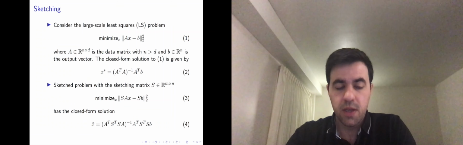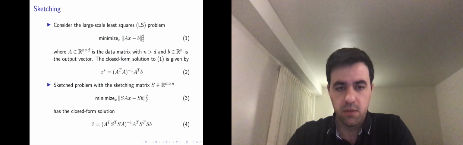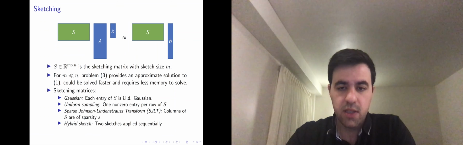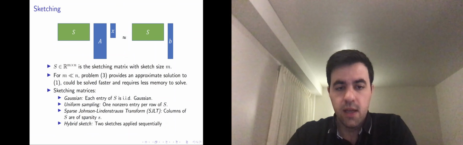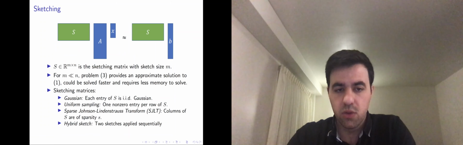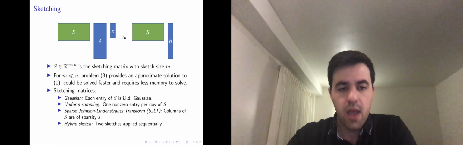The term sketching refers to multiplying the data matrix and the output vector by the sketching matrix S, which leads to the problem in equation 3. The sketching matrix S is a random matrix that is m by n dimensional, where we call m the sketch size. When the sketch size is much smaller than n, the number of rows of A, the sketched problem could be solved much faster than the original problem. Solving the sketched problem provides us with an approximate solution to the original large-scale problem. This image is for visualizing what sketching does. It reduces the dimension of the problem from n to m.